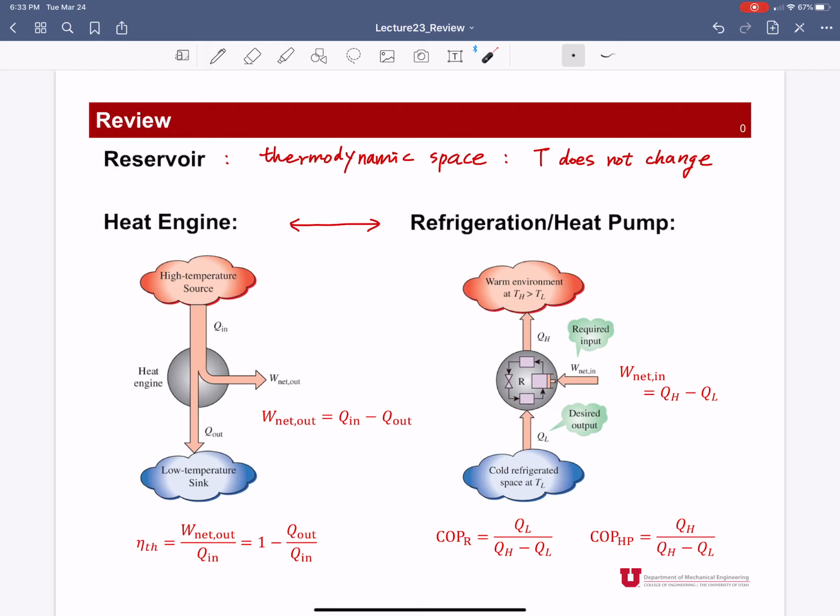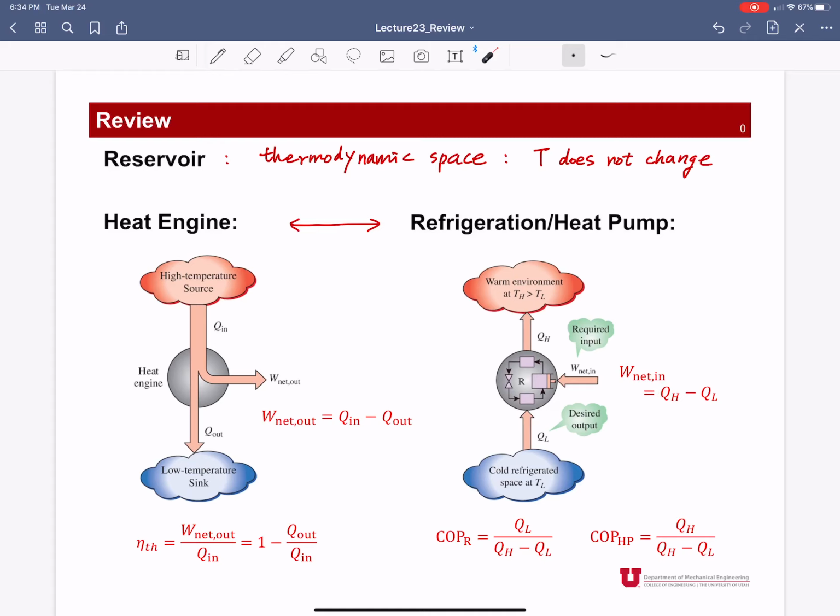Now, by applying the first law of thermodynamics, which is energy balance, the energy input W net in and QL should be summed to make QH. Or in other words, the amount of work that we need to put in to run the refrigeration or heat pump cycle should be balanced with the difference between QH, the amount of heat that needs to be dumped out, minus QL, the heat that is taken from the cooled space.